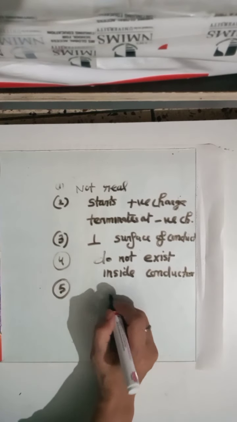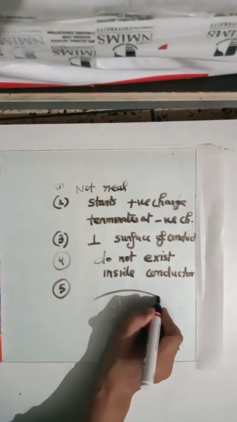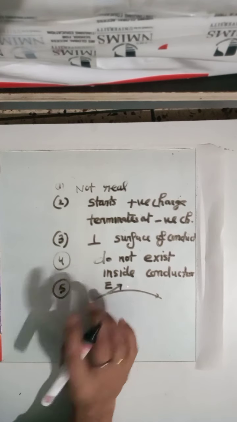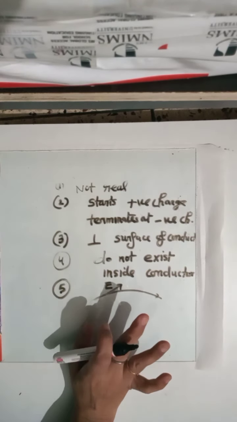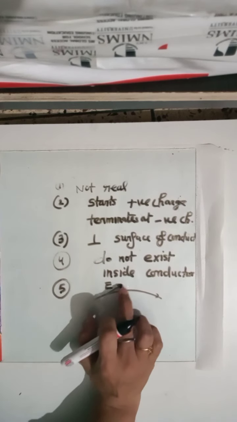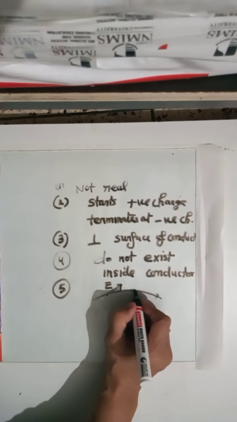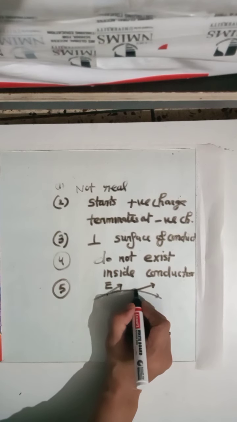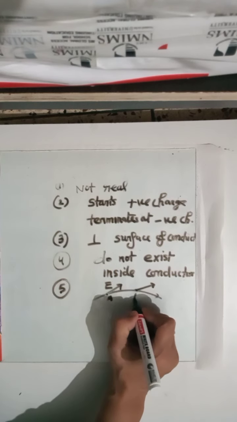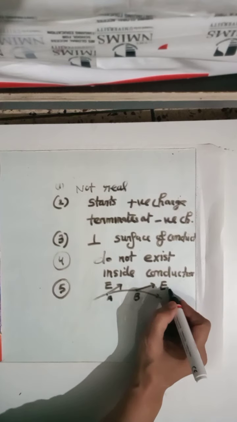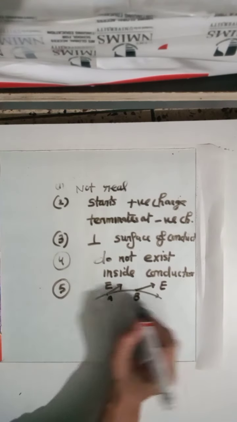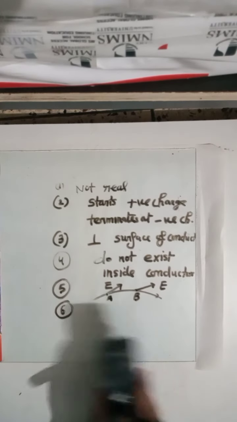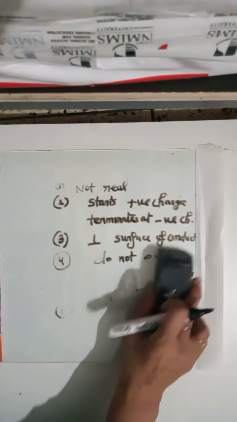The tangent drawn at any point of it gives the direction of the electric field at that point. Once again, the tangent drawn at any point of electric lines of forces gives the direction of the electric field at that point. Now the next point is two electric lines of forces do not intersect each other.